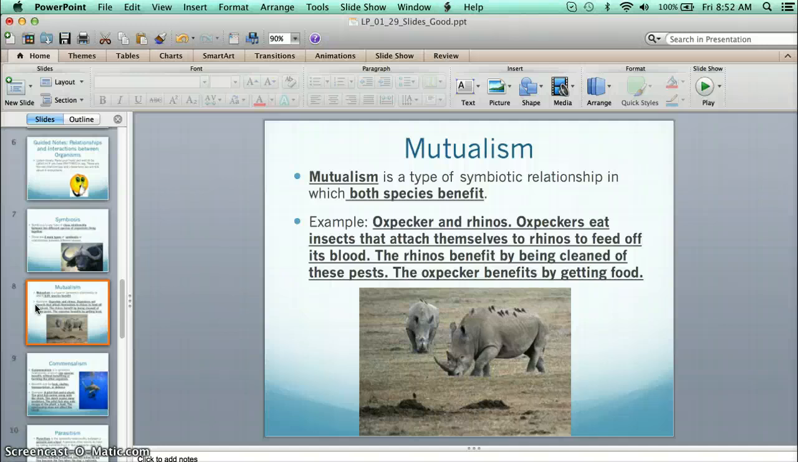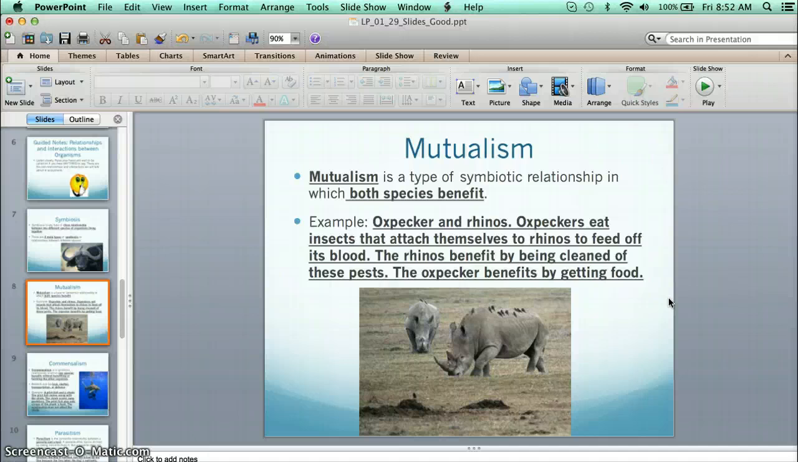An example would be an oxpecker and a rhino. An oxpecker is a type of bird. You can see them here standing on the backs of the rhinos. The oxpeckers stand on the rhinos' backs and eat the insects that attach themselves to the rhinos, and they eat them for food.